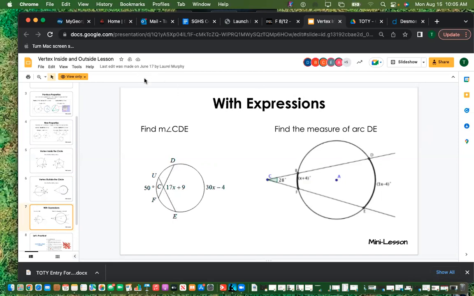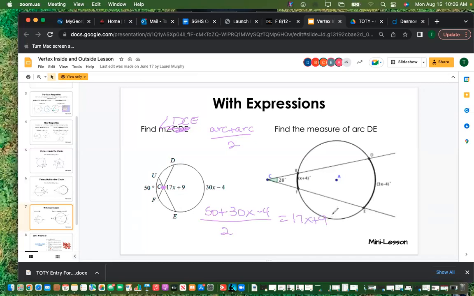That's not listed right. So let's change that angle. That's DCE. I apologize. Okay, so what you're gonna do is we have two chords that are intersecting. We got a vertex on the inside. So we're gonna use which formula? Arc plus arc divided by 2. So we're gonna take 50 plus 30x minus 4, and then we're gonna divide it by 2 and set that equal to 17x plus 9.